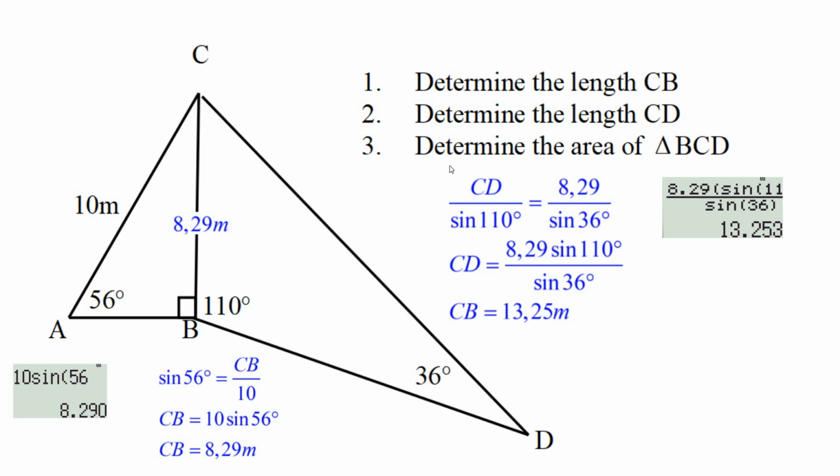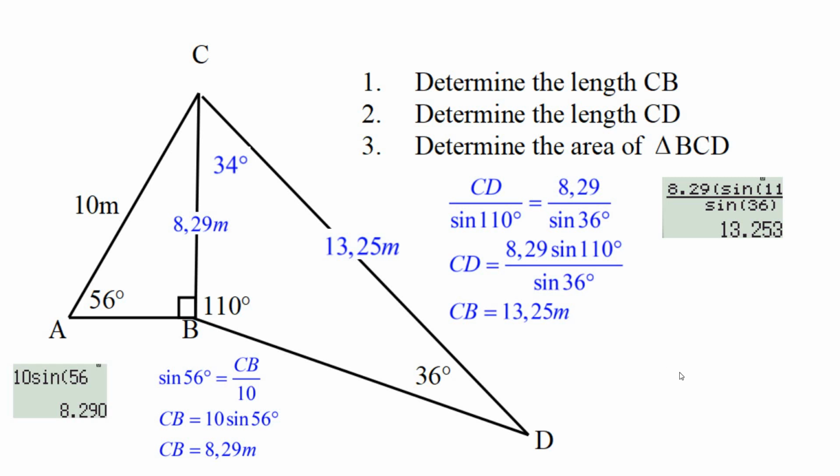Okay, let's try the last question. Determine the area of triangle BCD. Well, what do we know? We know that's 13.25. So now, if we have this angle in between, we could use the area rule: 1/2 the two sides multiplied together times the sine of the angle that's in between. But we don't have that angle. But oh no, if we just add that up, that's 146, minus 180. That's 34 degrees because of angles sum in a triangle.